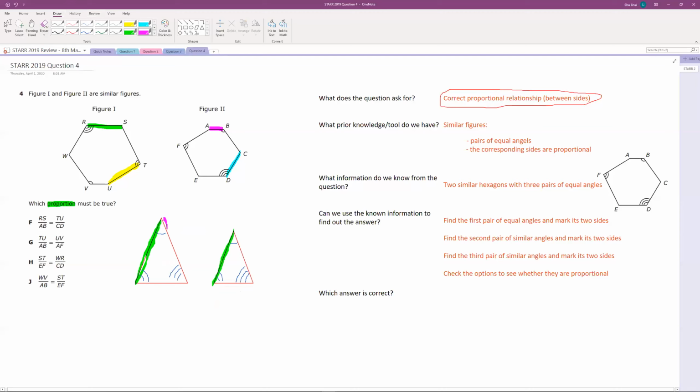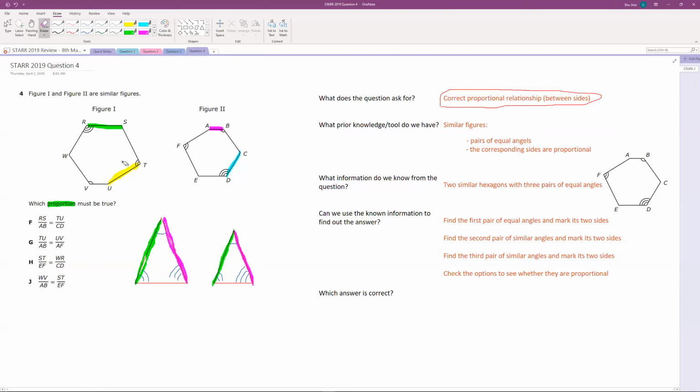And this side will be proportional to this side. So the corresponding sides are proportional. I know they have different lengths, but they are proportional. Now let's go back to the question. So what information do we know from the question?